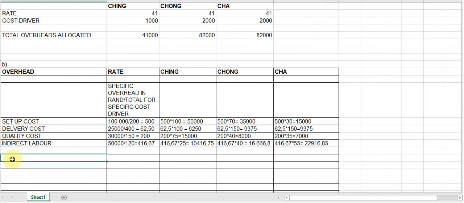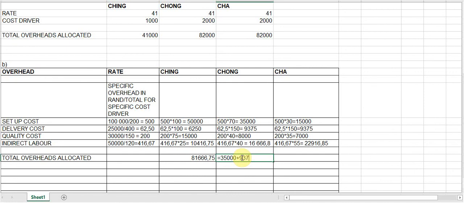All that is left to do is to get to a total for the products, total overheads allocated. And I will now just add up all the totals. So for Ching, I'm going to say it's 50,000 plus 6,250 plus 15,000 plus 10,416.75. For Chong, it's going to be 35,000.